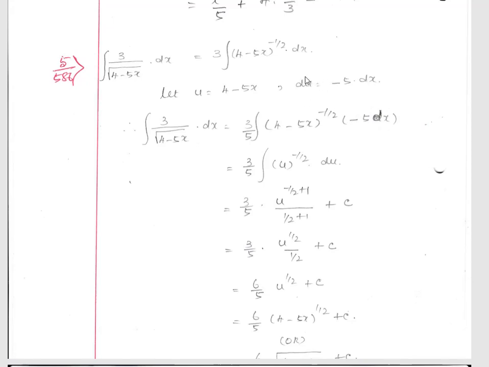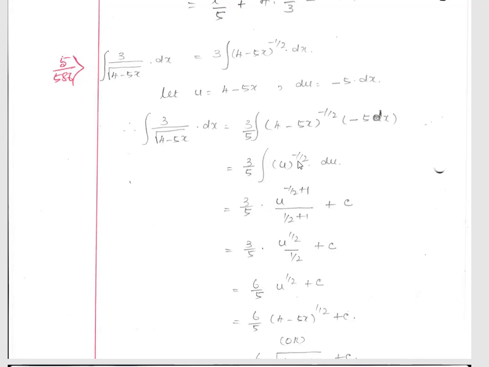Why have we done this? Because we have to introduce du. The du value is minus 5 dx. So in place of minus 5 dx, we are going to put du, and in place of 4 minus 5x, we put u, because u is 4 minus 5x and du is equal to minus 5 dx. Here we don't have minus 5, that's why I have introduced minus 5 and divided by 5. Now when we substitute, we get u^(-1/2) du, because du is minus 5 dx, and apply the integration formula.